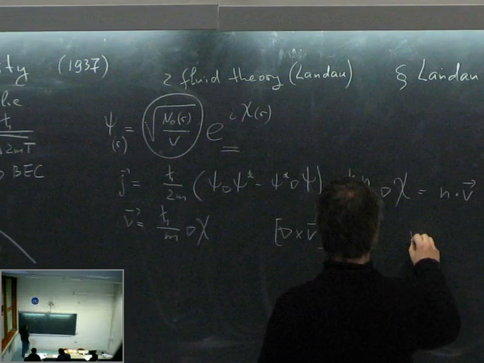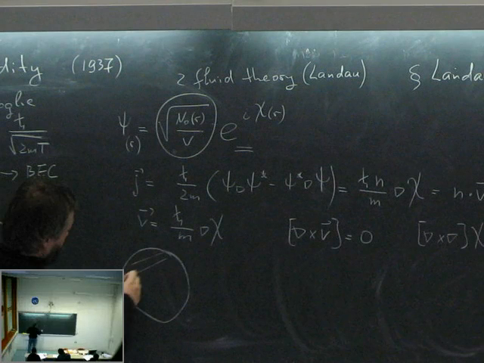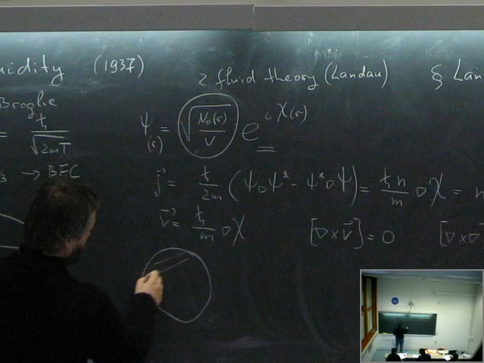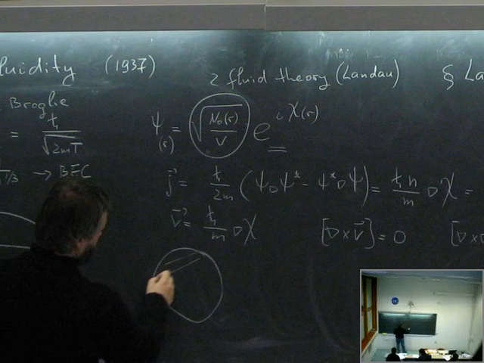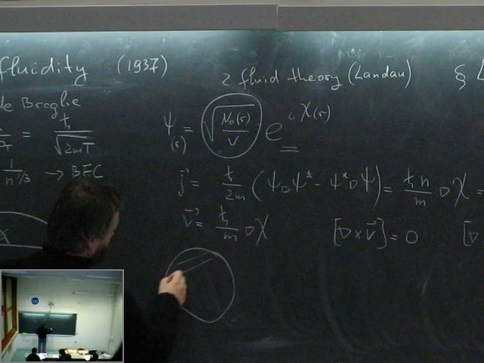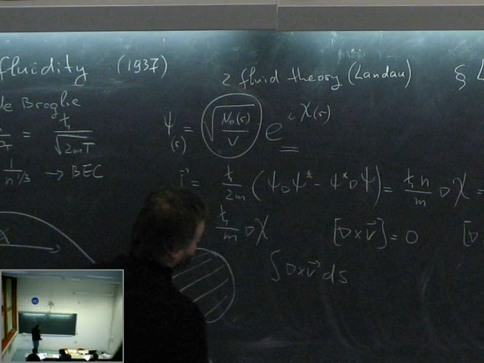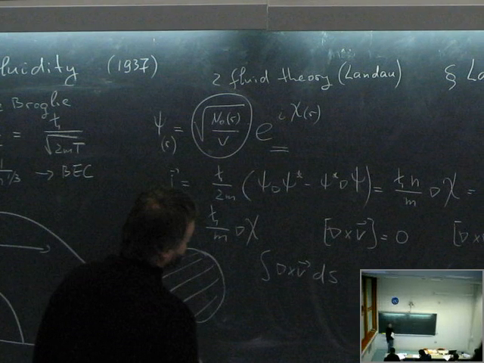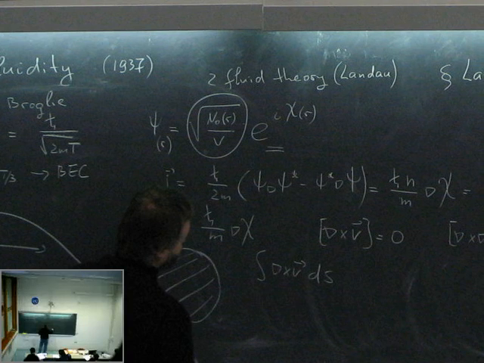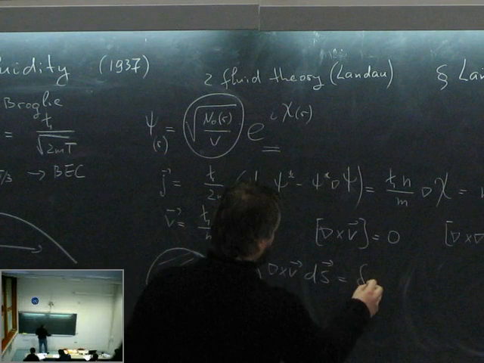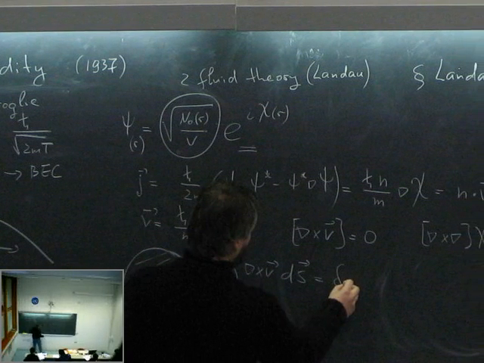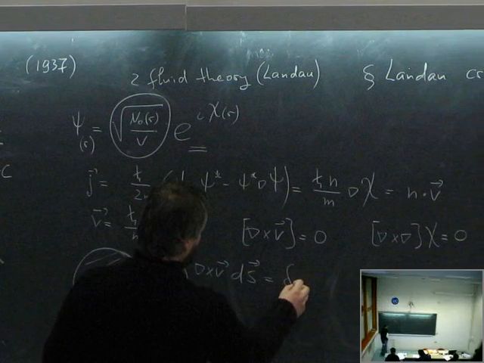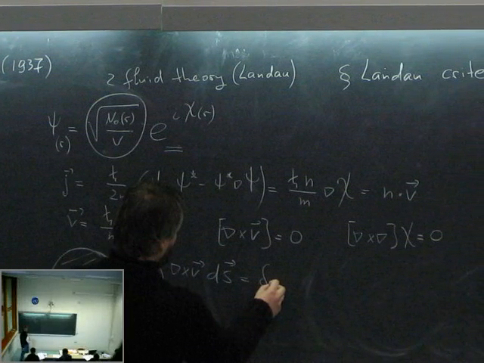So let's take some region. First, a simply connected region. Then the integral of the curl of v over the surface dS, according to Stokes' theorem, is equal to the integral over the boundary of v dl. And this is what people call circulation.